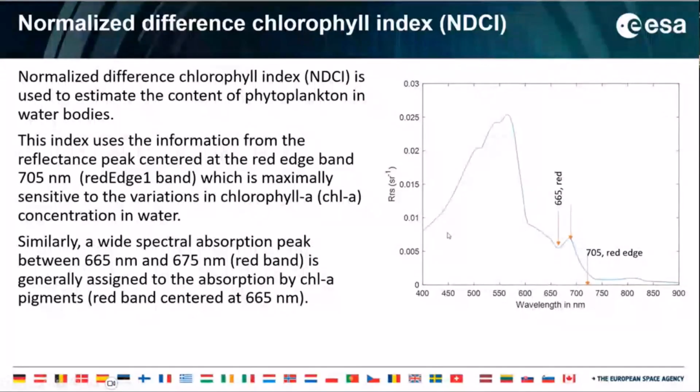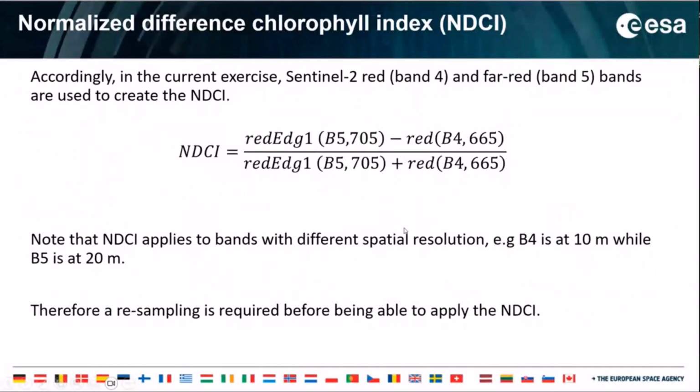So they use this concept and they build a very simple ratio, which they call NDCI. It's the spectral index for chlorophyll, which takes the red edge band, band number 5, centered at 705, and then subtracts from it the red band. If it is positive, then I have a lot of chlorophyll, and you divide by their sum. So you get a ratio that theoretically varies between -1 and +1.